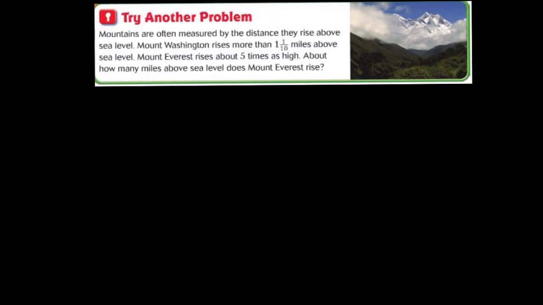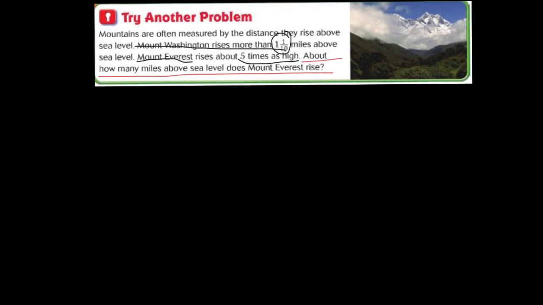Let's read this problem and find the most important information and what we need to find. Mountains are often measured by the distance they rise above sea level. Mount Washington rises more than 1 1/10 mile above sea level. Mount Everest rises 5 times as high. About how many miles above sea level is Mount Everest? So we're trying to find Mount Everest's height.